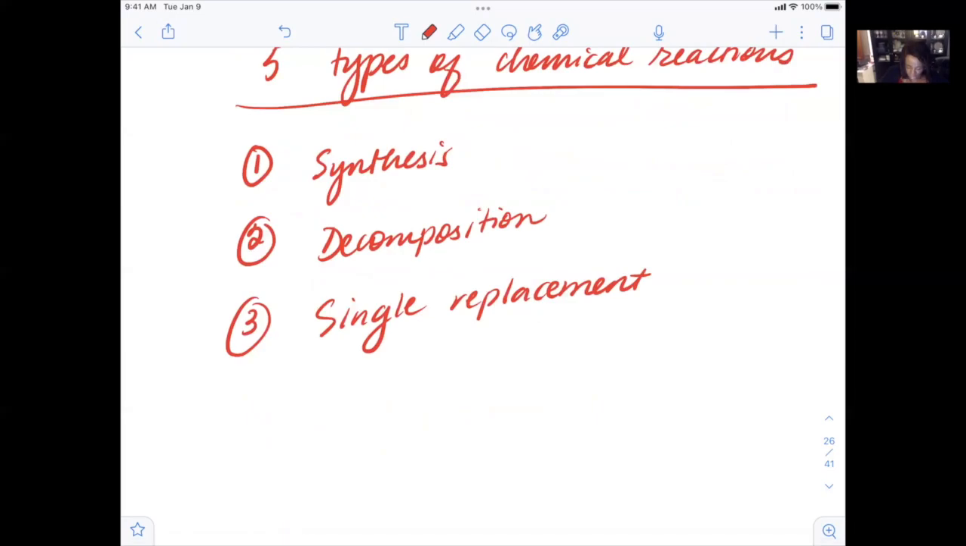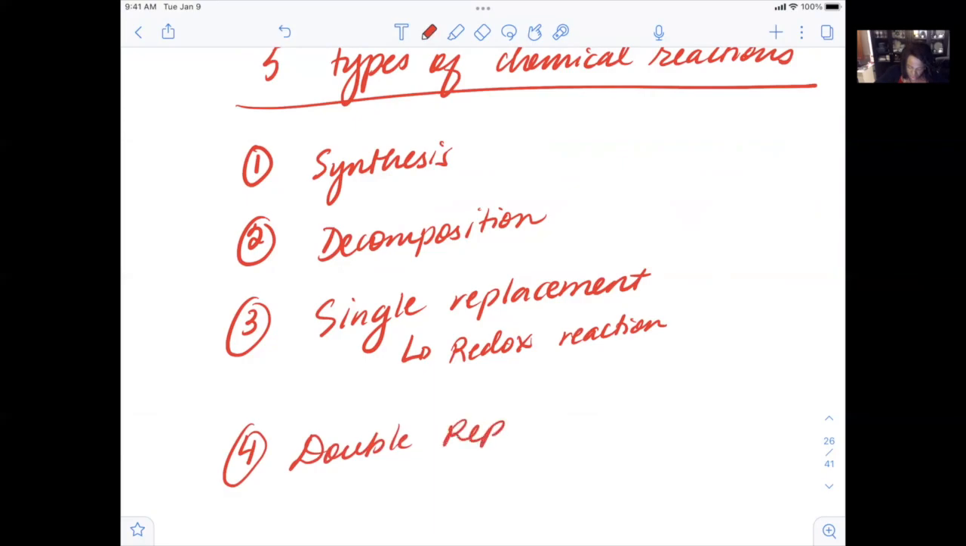And so in your slides, they somehow throw in redox reaction here. And there is more to redox reaction than single replacement. I just want to let you know they throw that here because I have seen some synthesis reactions being a redox reaction. I have seen some double replacement reactions. But I'm just letting you know that they put this over here.